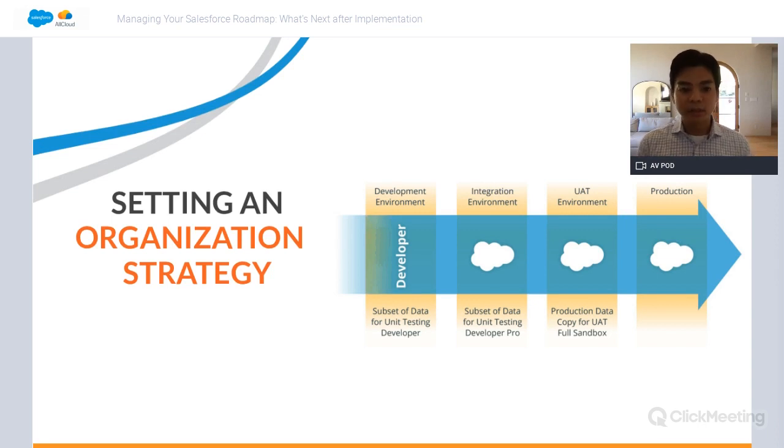Am I testing things in a developer sandbox? If I have other folks that are building within Salesforce, how do we start to consolidate and have a consistent process so that when we do implement a change to our users, we're not disrupting them?